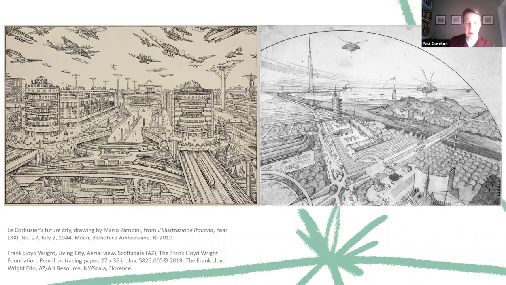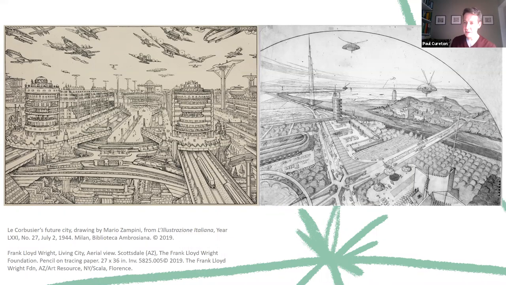And we can also see that in Mario Zampini's illustration of Le Corbusier's idea about this. And we can see that aerial mobility present in CAM's collective, in the CAM collective group.